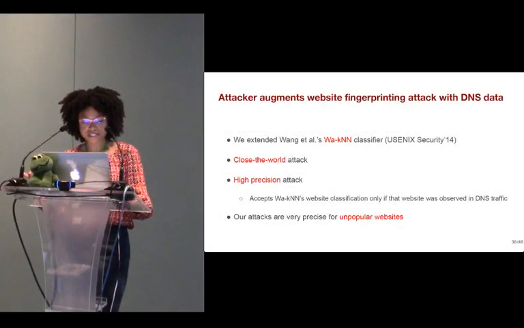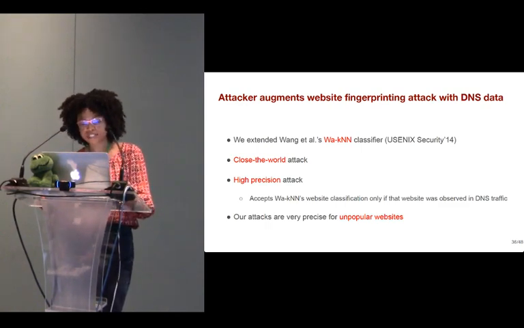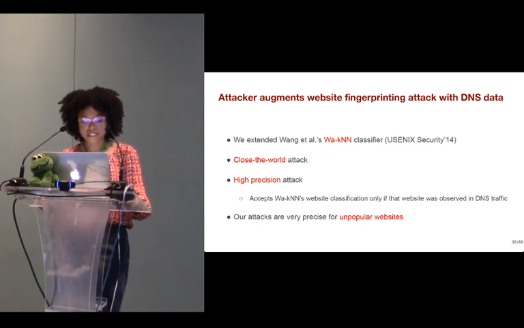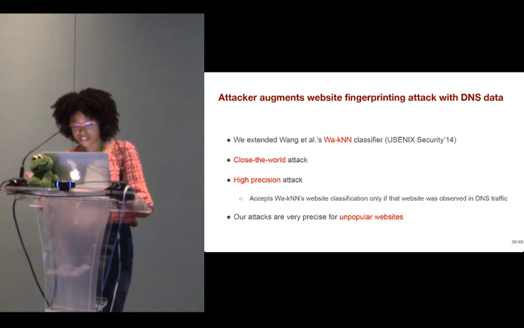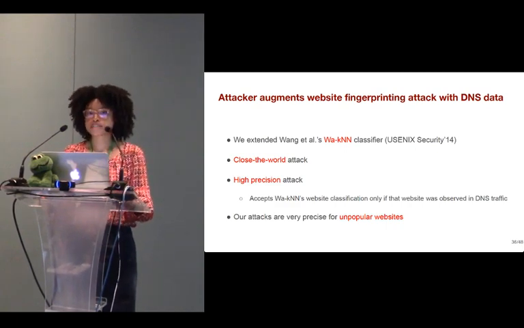So to that end, we extended the WA k-nearest neighbors classifier from a Usenix Security paper in order to come up with our two attacks. In the interest of time, I'll only talk about our high precision attack. In our high precision attack, we accept the WA-KNN website classification only if we observed that website in the DNS traffic that we collected. So this addition of DNS data makes our attacks more precise, and it turns out that our attacks work very well for unpopular websites, and that is websites that are lower on the Alexa scale. And this is problematic for dissident websites such as WikiLeaks, etc.